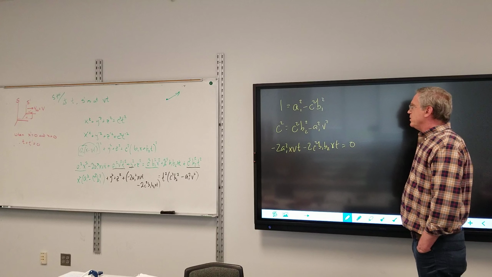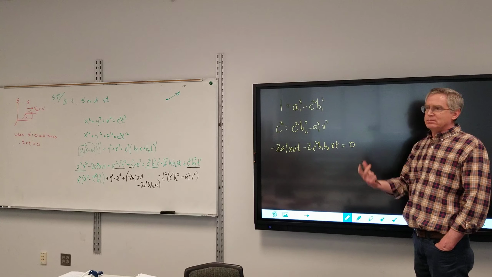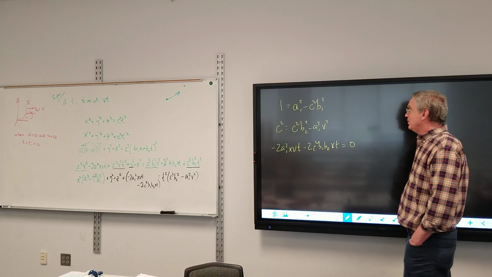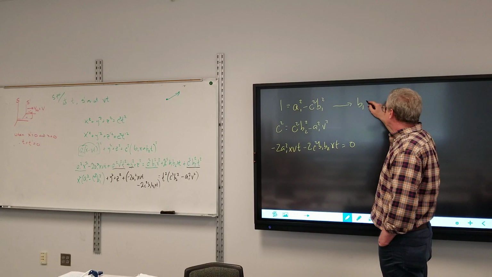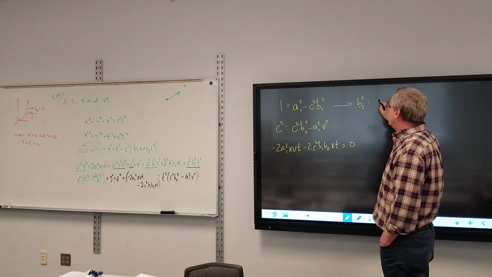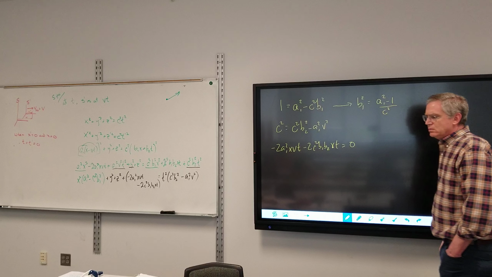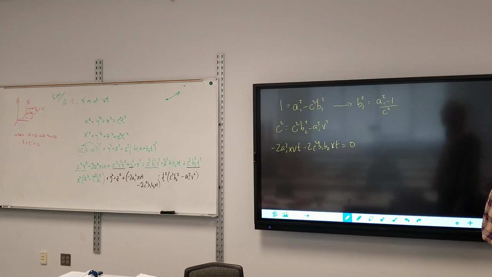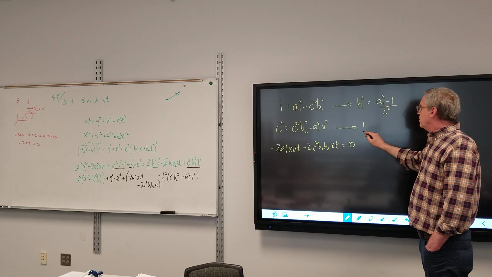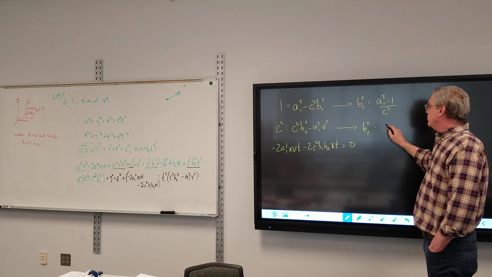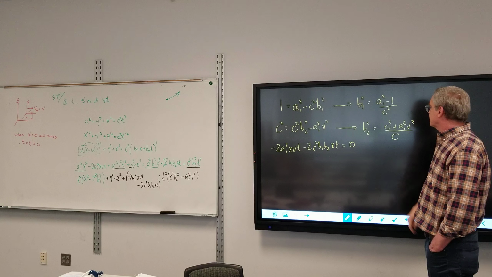So if I take my first equation, solve for b1, my second equation, solve for b2, I can plug into my third equation and should be able to solve for a1. So b1 squared is equal to a1 squared minus 1 over c squared. This one right here, b2 squared is equal to c squared plus a1 squared v squared over c squared.